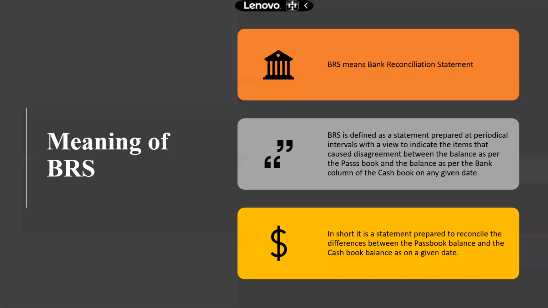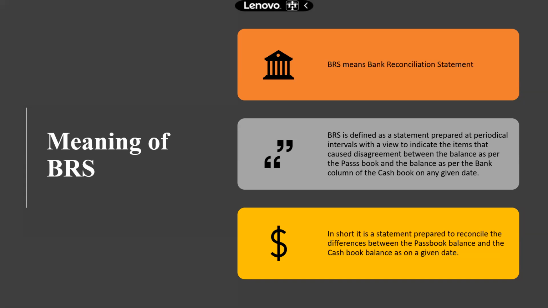So now try to understand the meaning of BRS. It is a statement prepared to reconcile the differences between the passbook balance and the cash book balance as on any given date. As I told you, I am maintaining the cash book. Please remember, when I say cash book, it implies the bank column of the cash book. So as long as we are doing this unit called BRS, whenever we say cash book, it implies the bank column of the cash book.